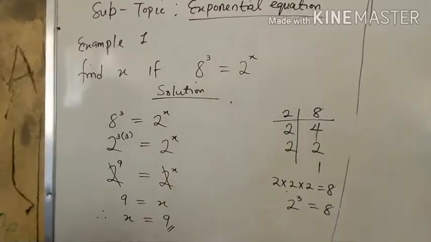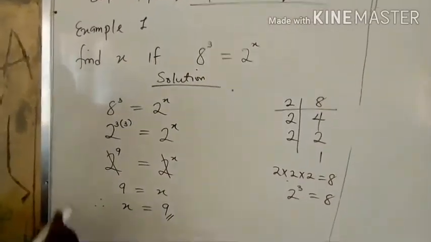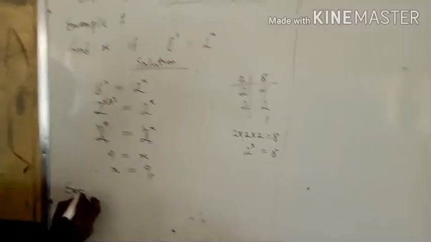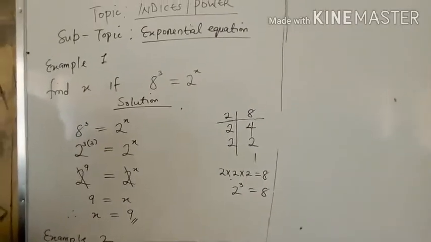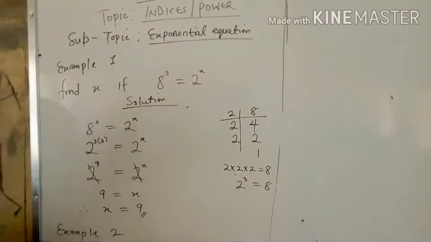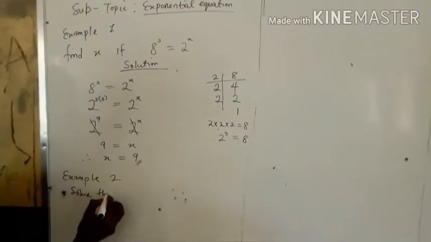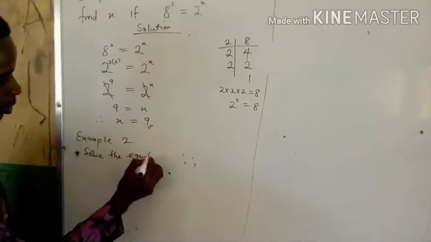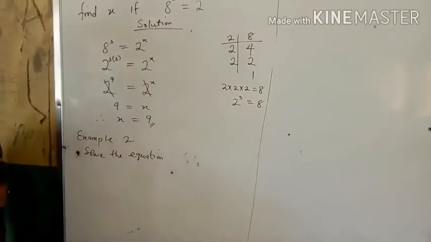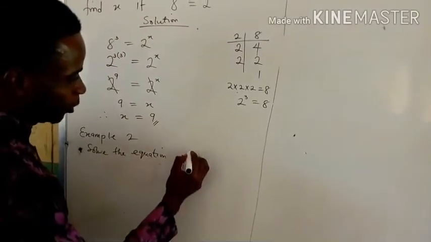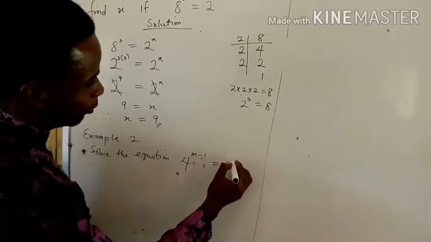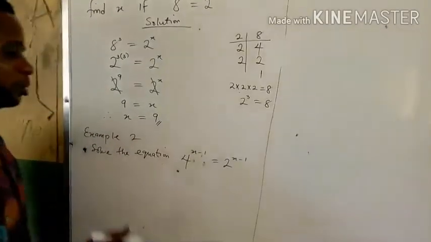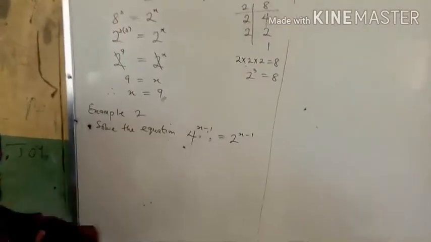So let's take another example. Example 2. Let's solve the equation: 4 raised to the power of x minus 1 equals 2 raised to the power of x minus 1. We do the same thing. Solution.